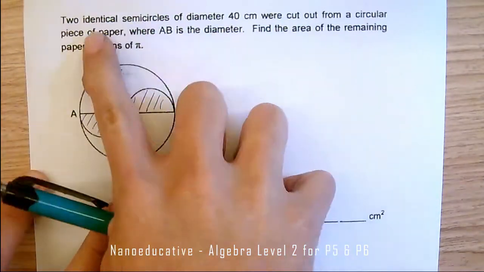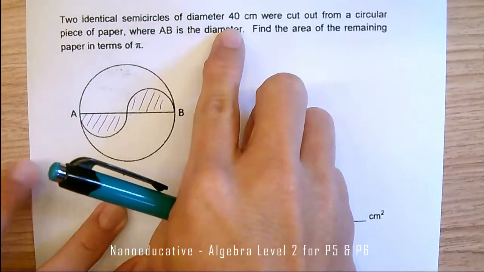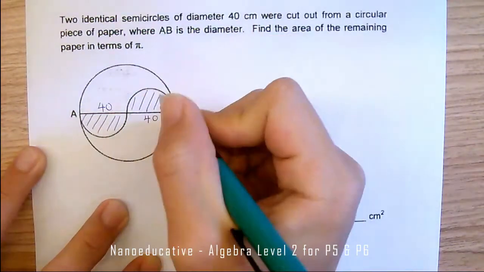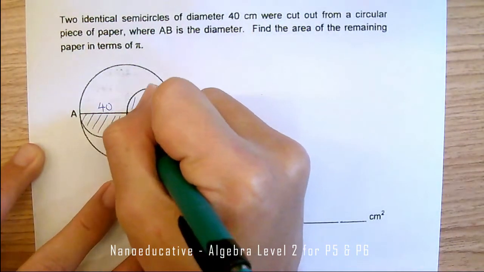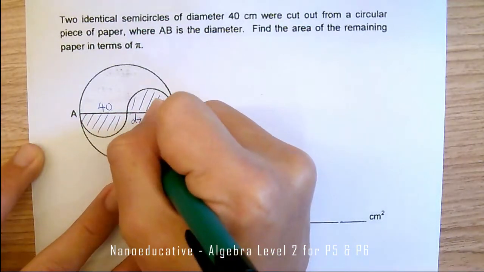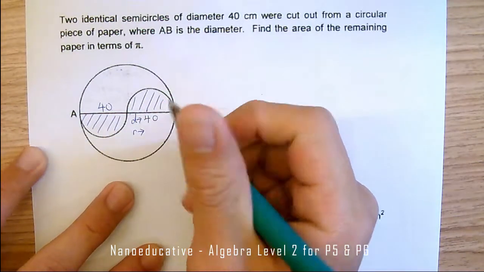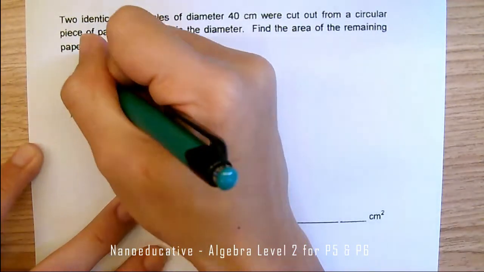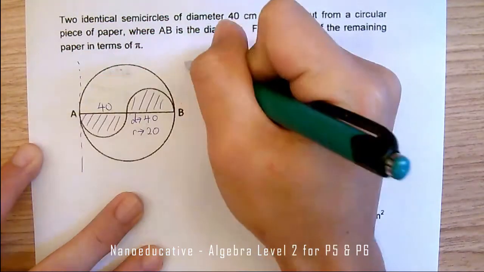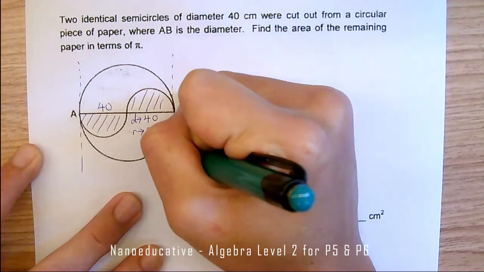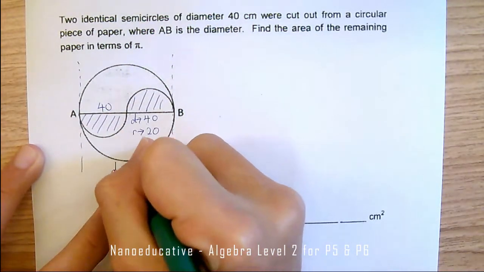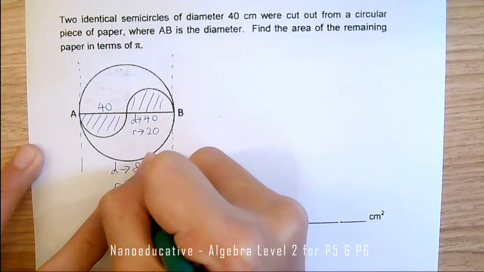So they told us that these two identical semicircles have a diameter of 40. Great, so this will be 40 and this will be 40. What I usually like to do is label. So the diameter of this one is 40, therefore what's my radius? Radius is half of my diameter, therefore 40 divided by 2, which will give me 20. Okay, then how about the big one over here? What's the diameter? It'll be quite simple, right? Because this is 40, therefore my diameter will be 80, and therefore my radius will be 40.